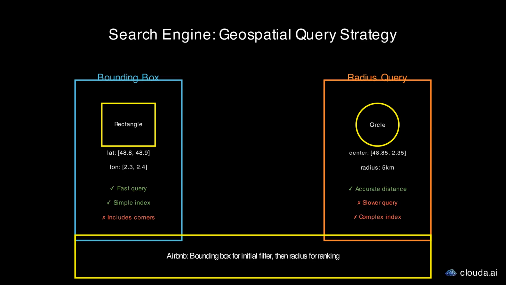Airbnb uses a two-stage approach. First, a bounding box quickly filters to a superset of results. Then, radius calculations rank results by exact distance and filter out corner areas. This combines the speed of bounding boxes with the accuracy of radius queries.